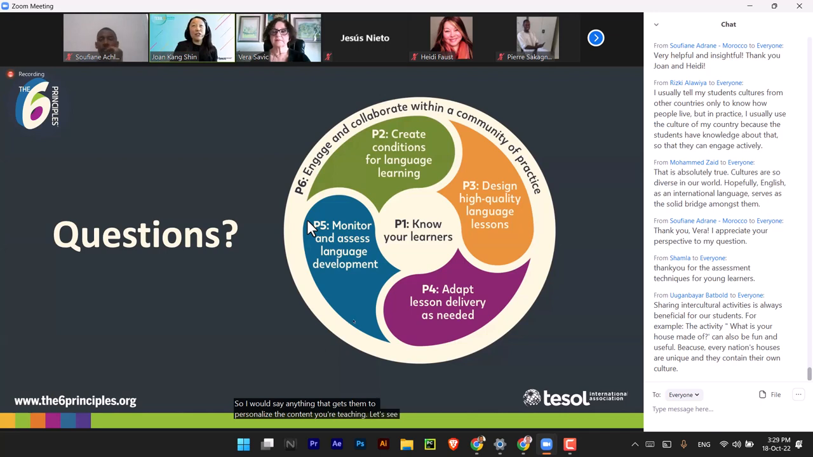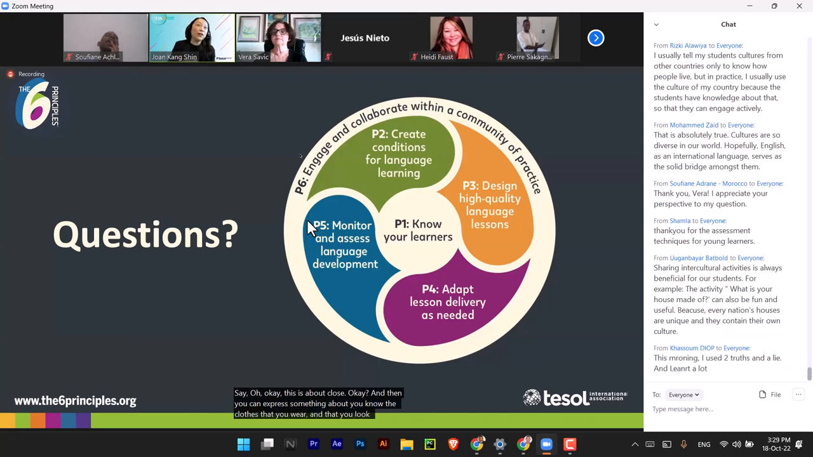Let's say, like Jonathan showed, that he had his textbook that he has to use. Well, any activity you can personalize. Say, okay, this is about clothes, and then you can express something about the clothes that you wear and that you like. All of that helps you learn about your learners.